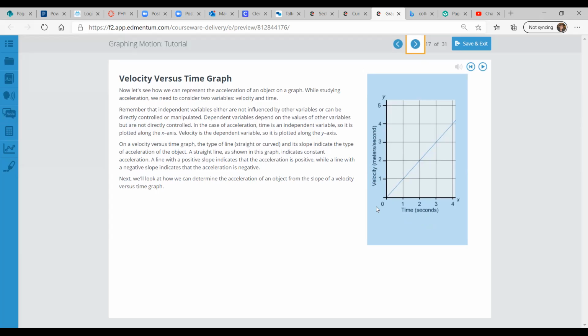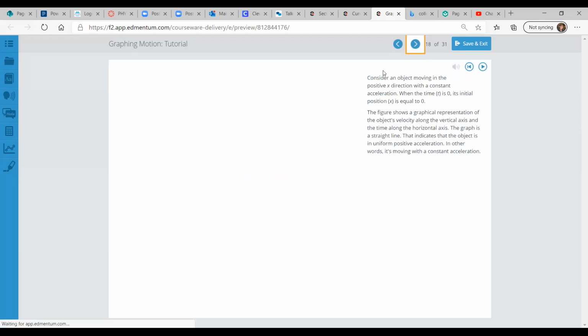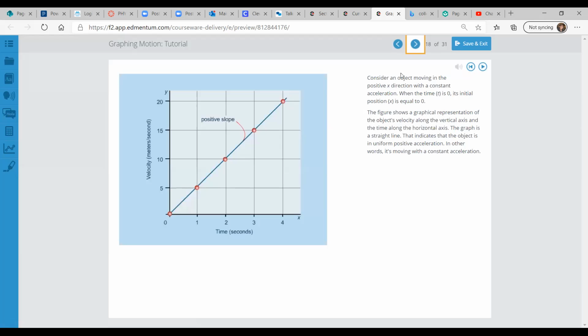So whether the type of line is straight or curved indicates the type of acceleration. If it has constant acceleration, then it will have a straight line. If a line has a positive slope, the acceleration is positive. If it has a negative slope, the acceleration is negative. So let's see how we can determine that.